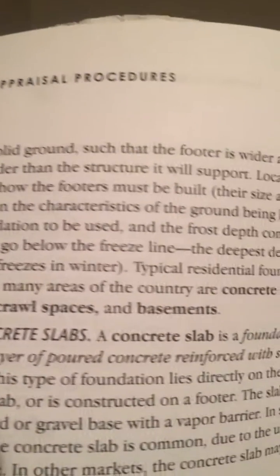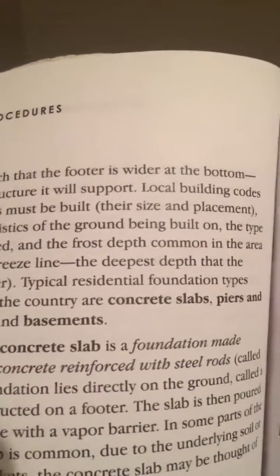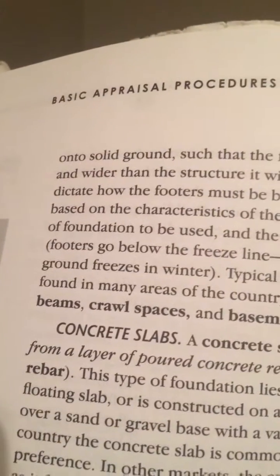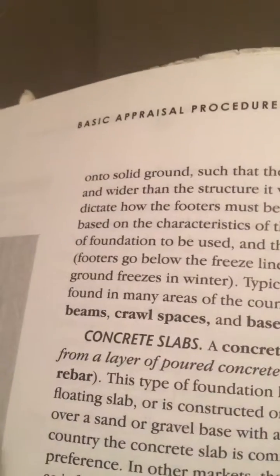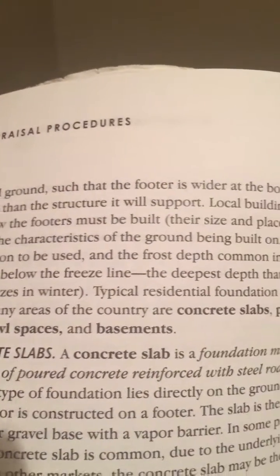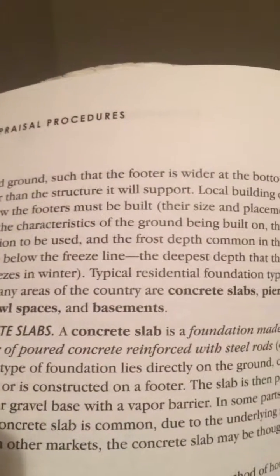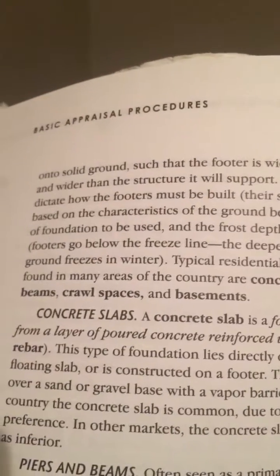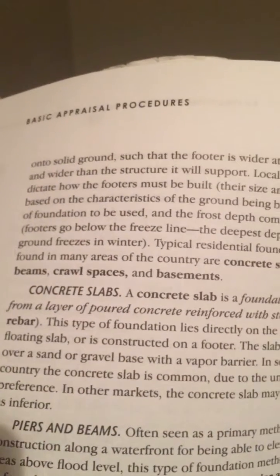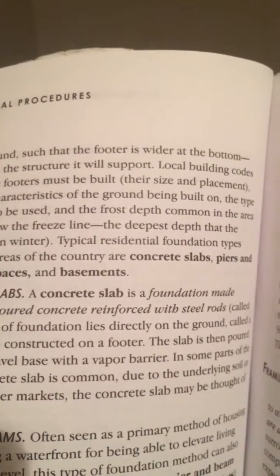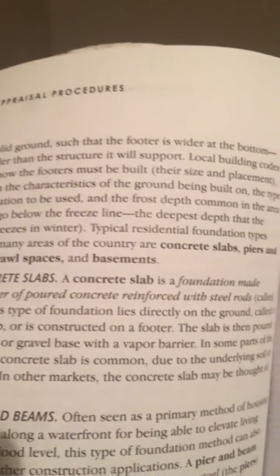Onto solid ground, such that the footer is wider at the bottom and wider than the structure it will support. Local building codes dictate how the footers must be built, their size and placement, based on the characteristics of the ground being built on, the type of foundation to be used, and the frost depth common in the area. Footers go below the freeze line, the deepest depth that the ground freezes in winter.